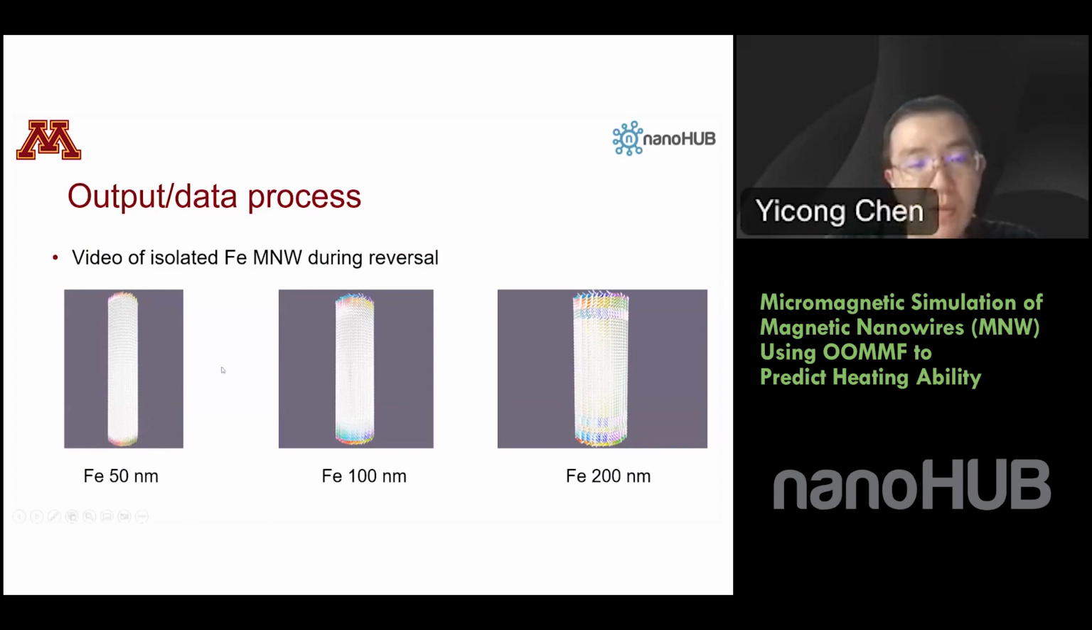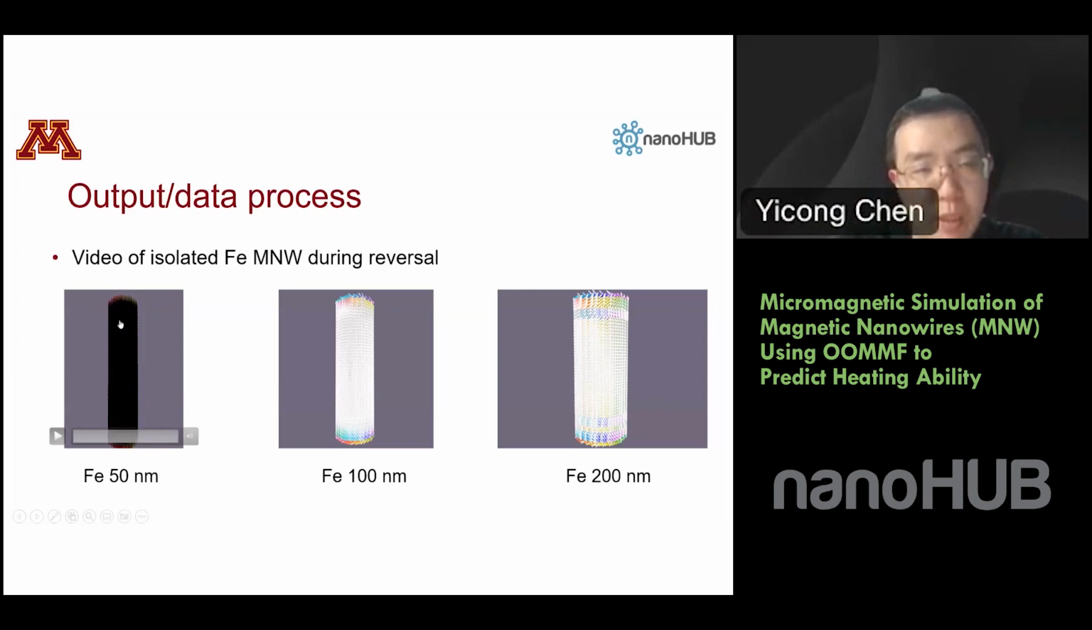First, this is for iron 50 nanometer. As I mentioned, the magnetic moment is represented by different arrows, and the colored ones mean the arrow actually lies in plane, in the XY plane. White arrows mean the moment is pointing up, and black is pointing down. So you can see that a portion of the nanowire has a vortex formed before the reversal.